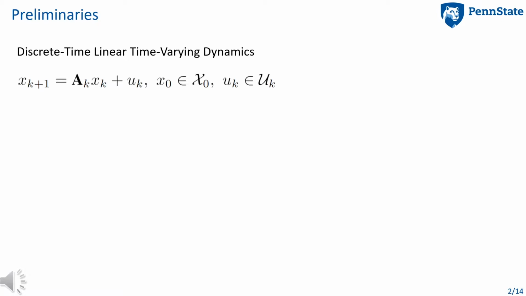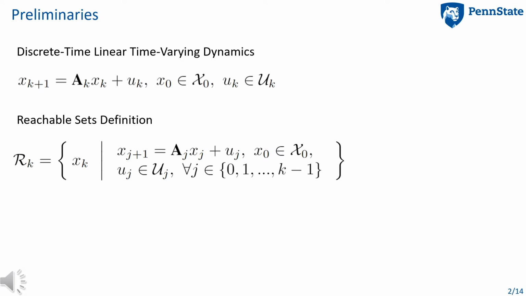Consider a class of discrete time linear time varying dynamics, where feasible inputs and initial conditions are given by the sets denoted X0 and U sub k. The kth reachable set is the set of states that the dynamics can achieve from a feasible initial condition with a feasible input trajectory. Reachable sets can be calculated recursively using standard linear transformation and Minkowski sum operations.